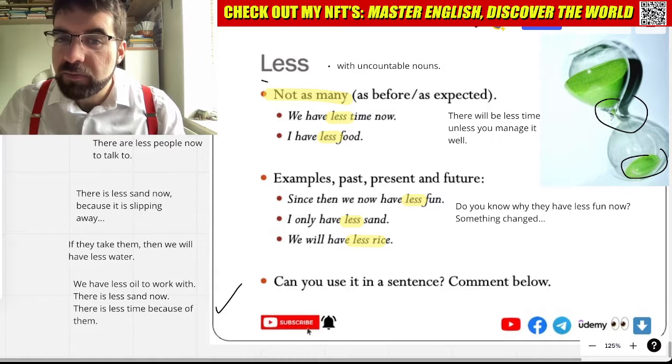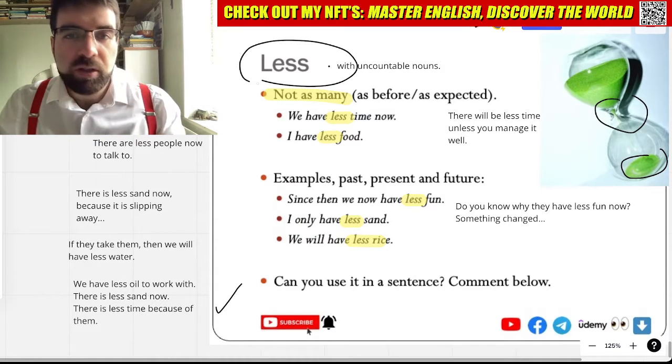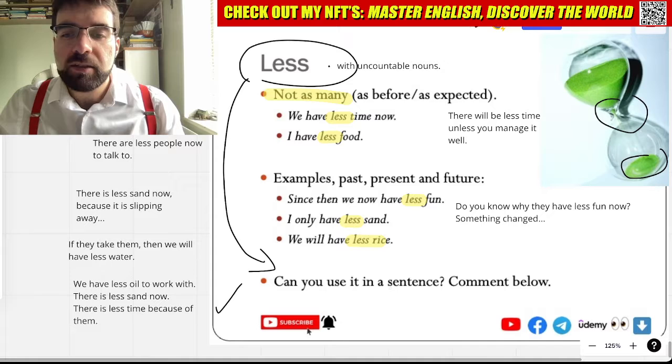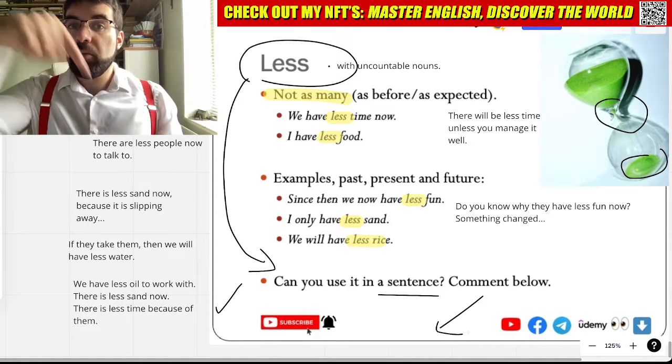So less. Now, can you use less in a sentence? Can you write it in the comments below?